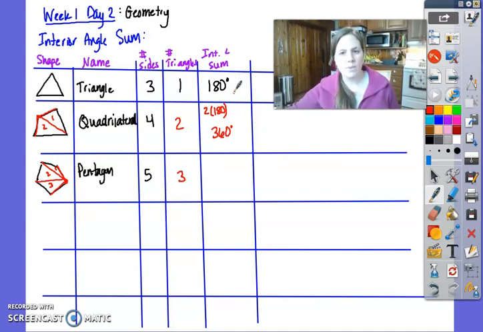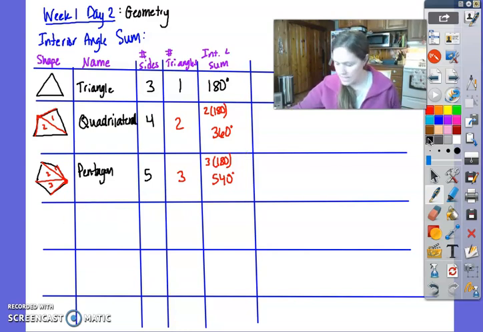If one triangle has 180 degrees, 2 triangles has 360 degrees, then we continue that pattern. 3 times 180 degrees leaves you with 540 degrees. So the interior sum of that shape, a pentagon, 5 sides, is 540 degrees.